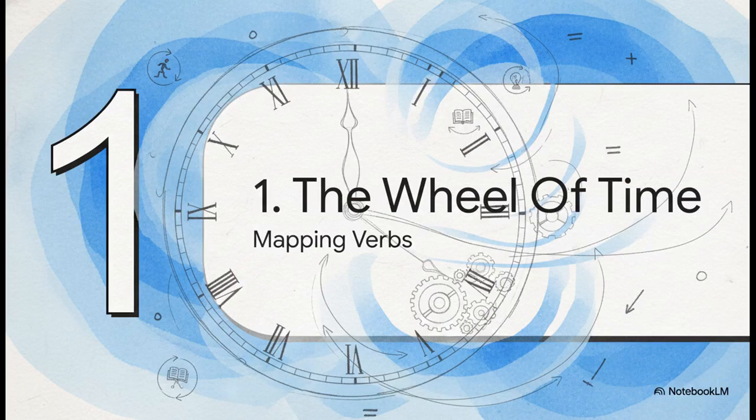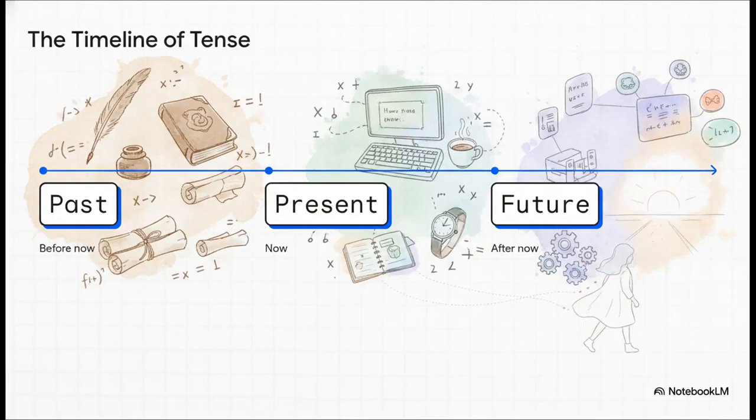All right, part one, the wheel of time. Before we get into all those complex formulas, we really need to establish our foundation. What is tense? Well, tense simply denotes the time an action is done. Visually, we can map out these three primary domains of time. You have the past, which is everything before right now. You have the present, which is obviously now, and you have the future, which is everything after now.